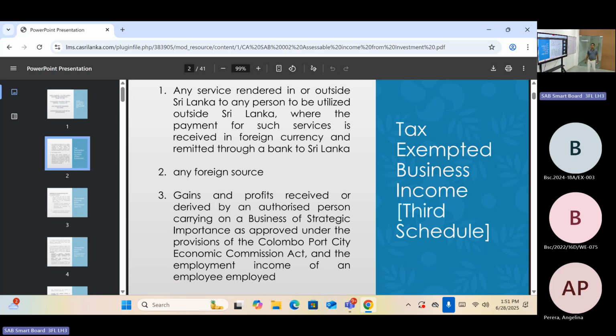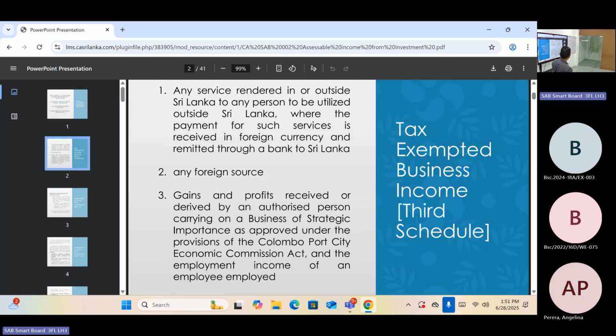So just like, say we have a branch outside Sri Lanka, and the entire activities are happening outside Sri Lanka, it shall be considered as foreign source. That means income is generated outside Sri Lanka. For the year 24-25, that is exempt.